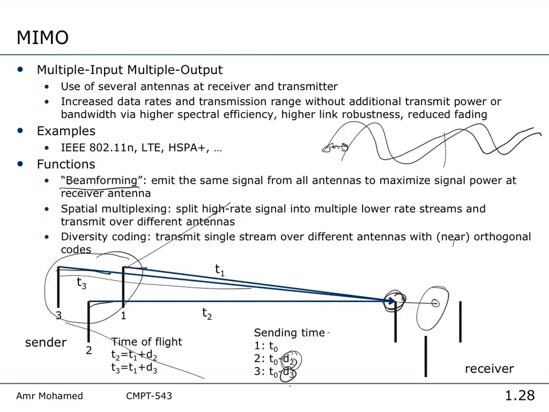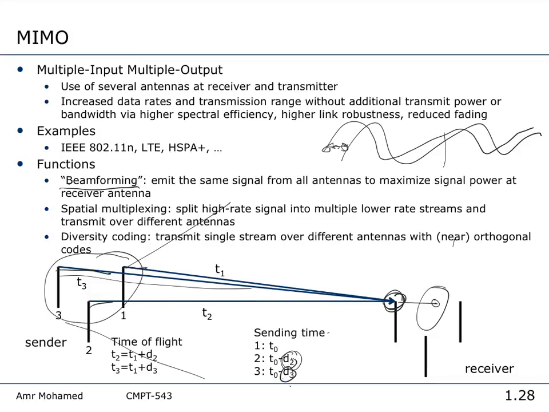Because again, you have to deal with multipath fading. Even here, we have to deal with multipath fading. But we're just trying to at least maximize the reception based on one path only of the signal, and it's the same copy of the signal, and we're just controlling the phase shift from the sender side to maximize the reception at the receiver. Okay. But if you have M and M, you can have different flexibility and different degrees of freedom.